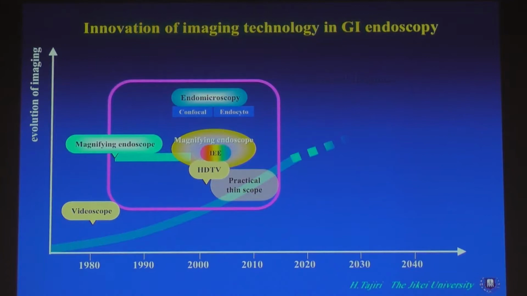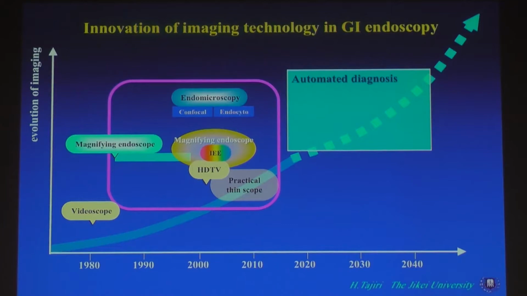So, at the beginning of my presentation, I showed the major transition over these 30 years. As a future evolution of imaging, I believe in automated diagnosis in clinical practice and also 3D-4K systems, molecular imaging, as I mentioned, photoimmunotherapy, and also robotics with IoT, ICT, and AI.